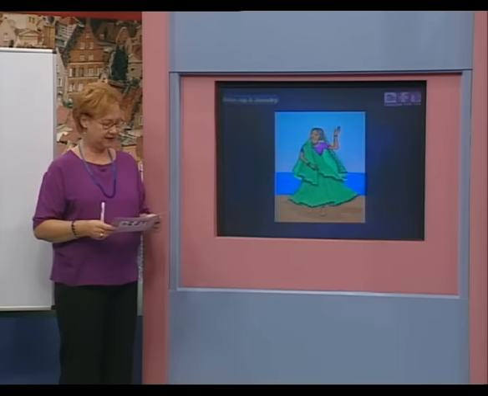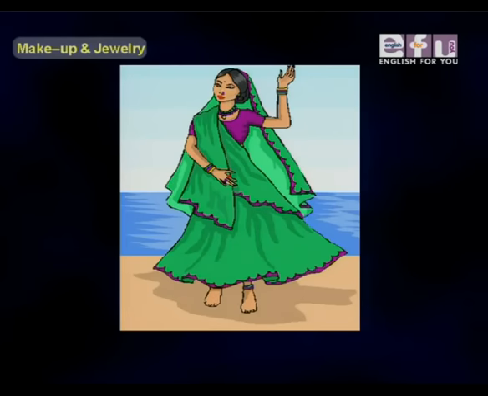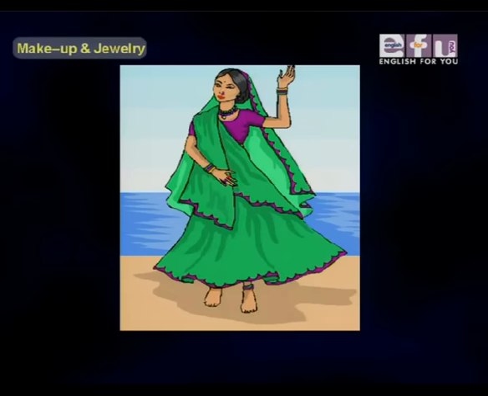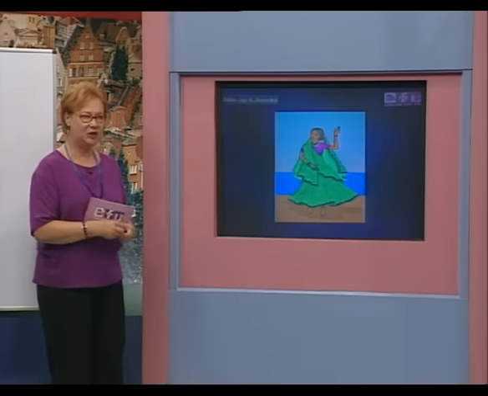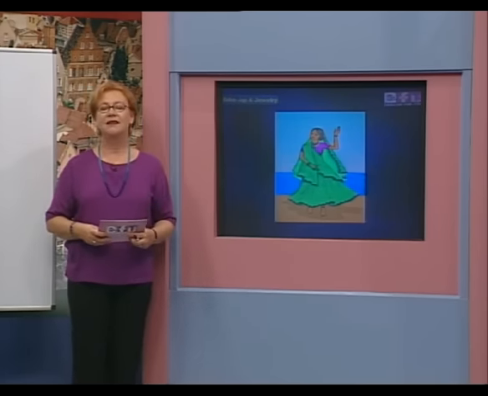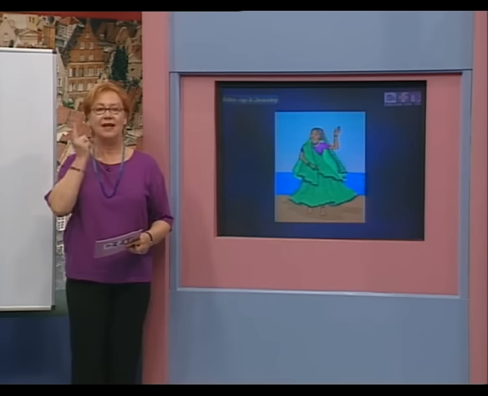Okay, Ali, you're next. Tell us about this person. She is wearing a lot of jewelry. She is wearing earrings, and she's wearing some rings. She's wearing a nose ring. She's wearing a lot of necklaces and a lot of bracelets. She is wearing an anklet. She's not wearing a piercing. All right, very good.